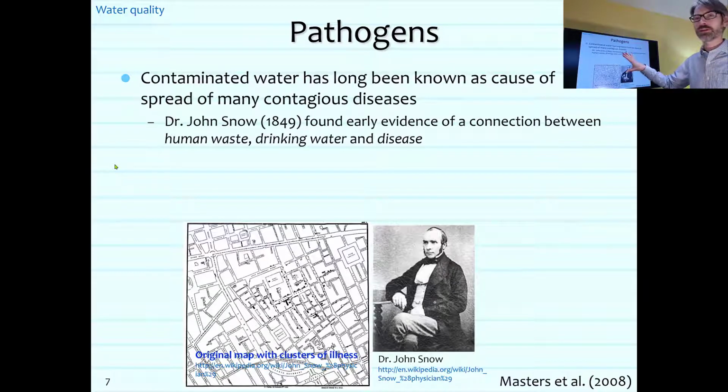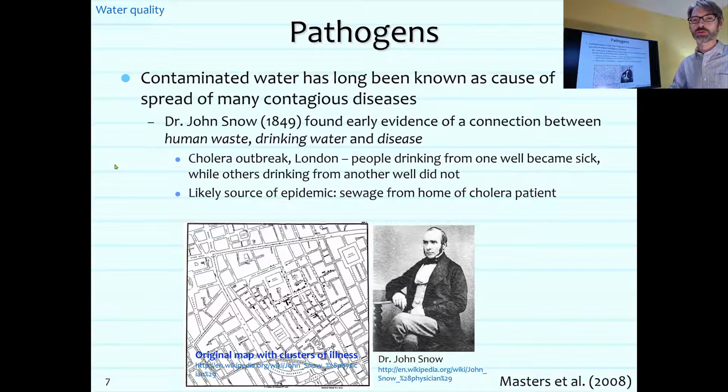A very early example of this connection was found by Dr. John Snow in Victorian London, UK, back in 1849. He found early evidence of a connection between human waste, drinking water, and disease. What happened was that there was a cholera outbreak in London. People were drinking from one well and became sick, while those drinking from another well did not.